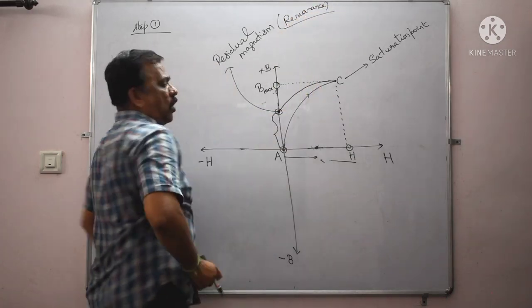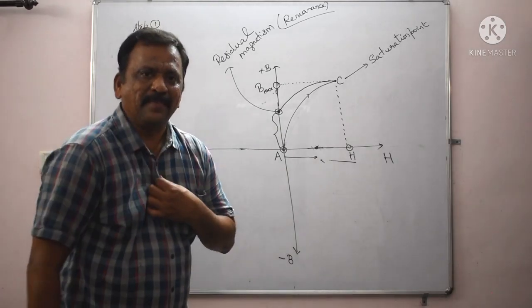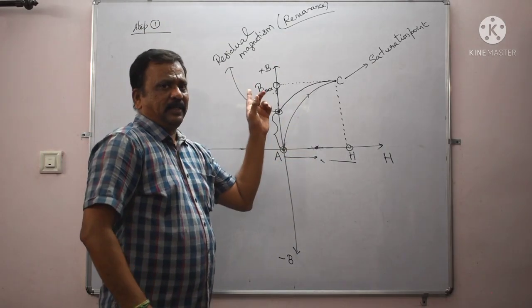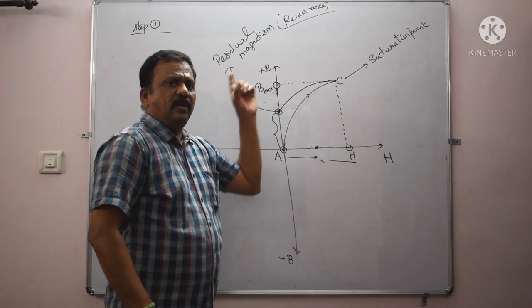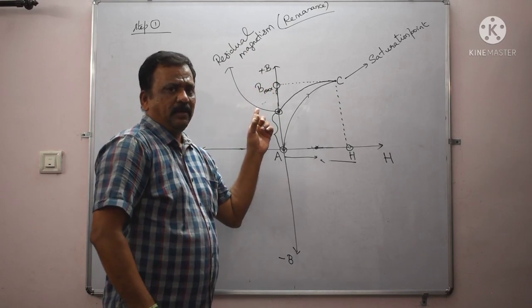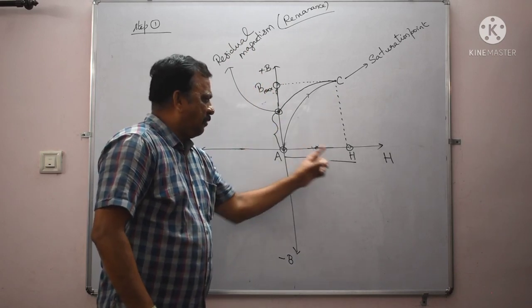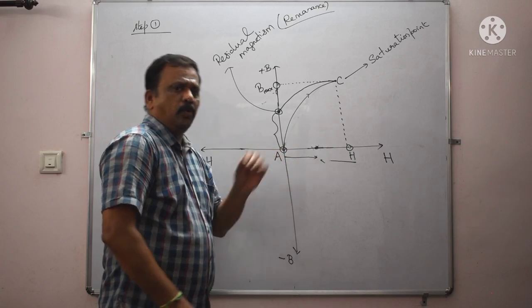So what is remanence or residual magnetism? Remanence or residual magnetism is the magnetic field retained by the specimen when the magnetizing field is made zero.